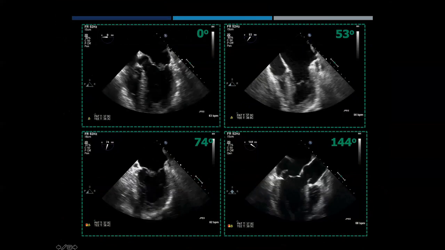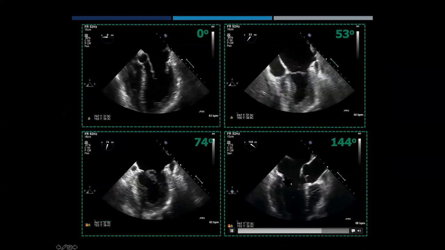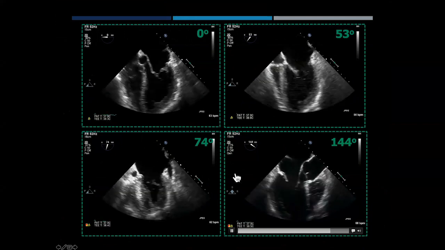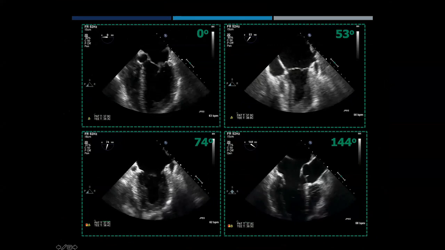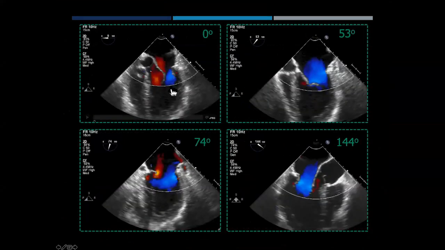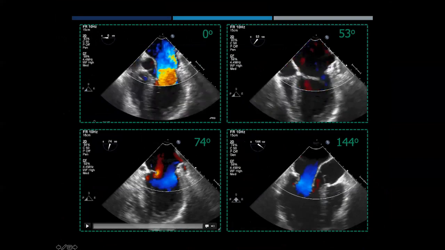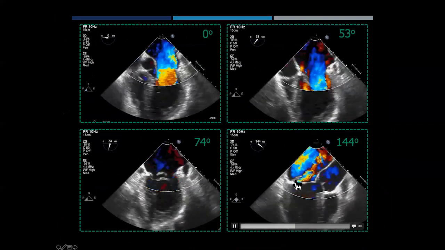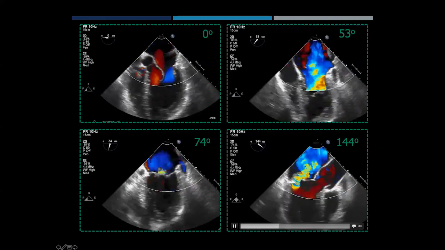If you look at this case here, you can see clearly that there's a P2 flail. You can see that in the long axis view. You can also appreciate the ruptured cord here. In this patient, again, the color is directed away from the pathology. You can appreciate that here, anteriorly directed color jet with associated P2 flail.